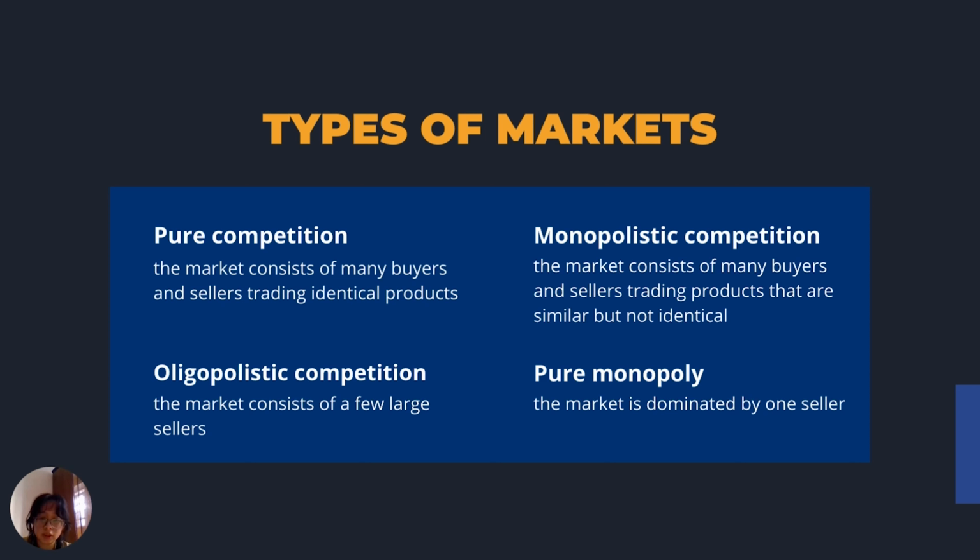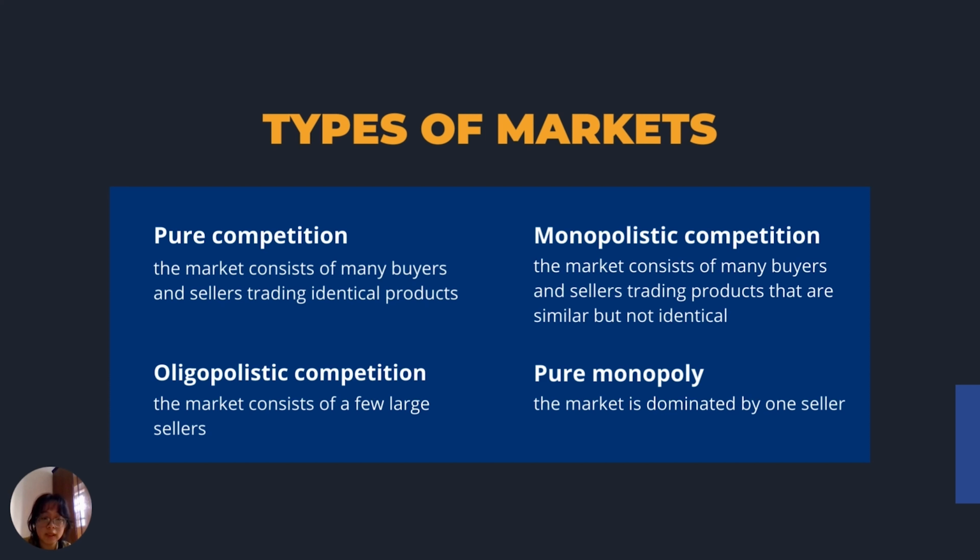In monopolistic competition, the market consists of many buyers and sellers trading products that are similar but not identical. In a monopolistic competition, sellers will seek to differentiate themselves from their competitors, and therefore, this requires a lot of marketing activities and pricing strategies to attract customers and surpass competitors.